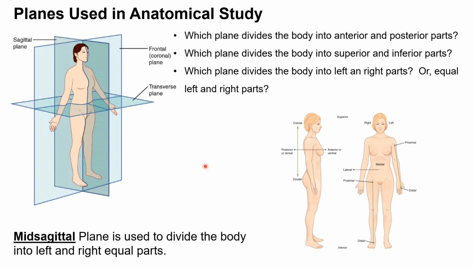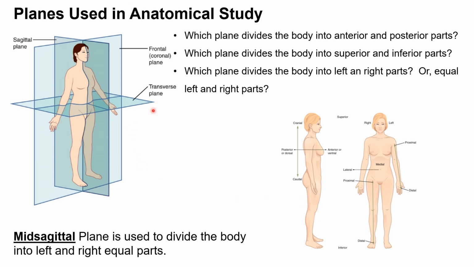First one will be the frontal plane or the coronal plane. It's hard for me to point out which one I'm speaking of here, but this plane will divide the body, I'm going to use this picture, into anterior and posterior parts, which means some of the body will be in front of the plane and some of the body will be behind the plane. So that's a frontal or coronal plane.